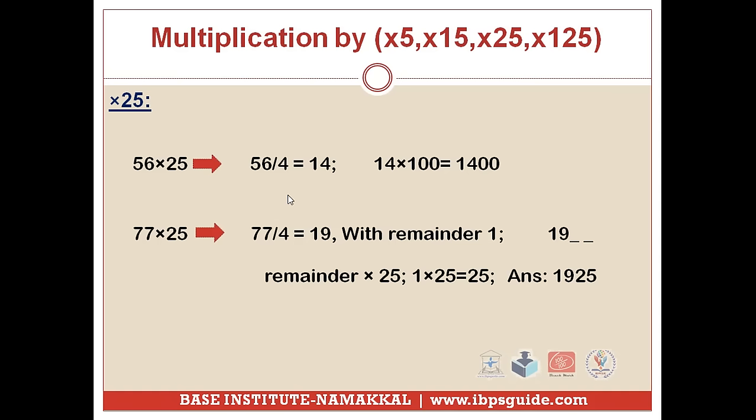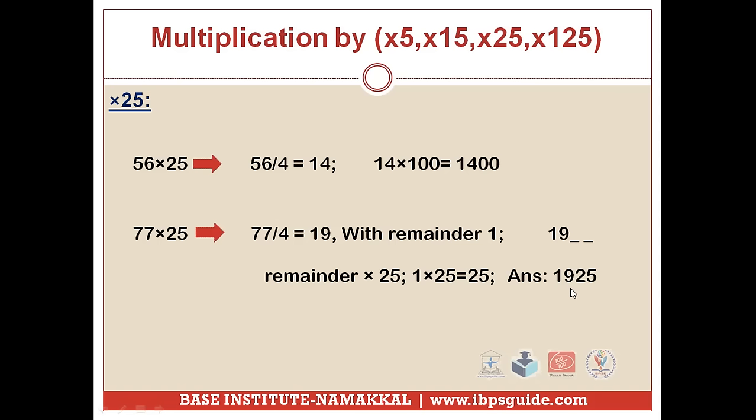Friends, clearly concentrate on this part. In the first example, while dividing we are getting quotient value 14 and 0 remainder, so we are multiplying the quotient value with 100. And in the second example, while dividing we are getting quotient value 19 with remainder 1. So in this case we are placing 19 first and then placing the resultant value 25 after the quotient.